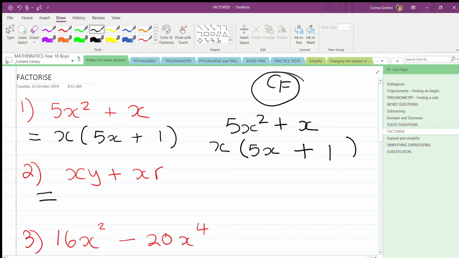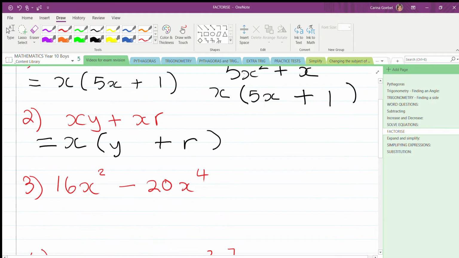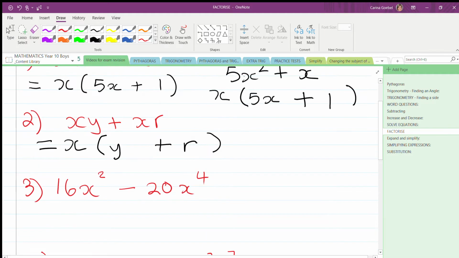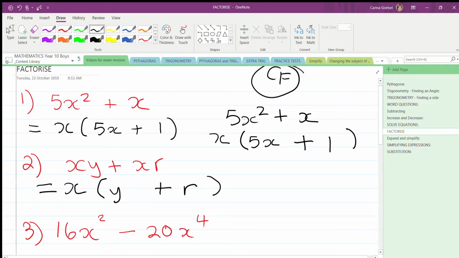Okay, next here I can see I have an x common, so let's use that method again. So put down your bracket first, place your sign. You can see there you have left a y and an r. Okay, we'll keep going. So important to check for that common factor first.